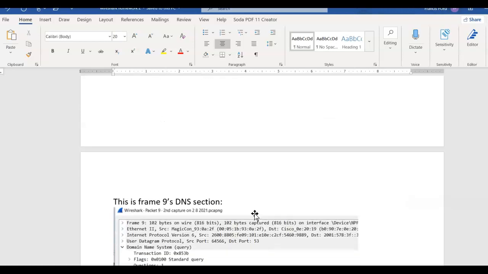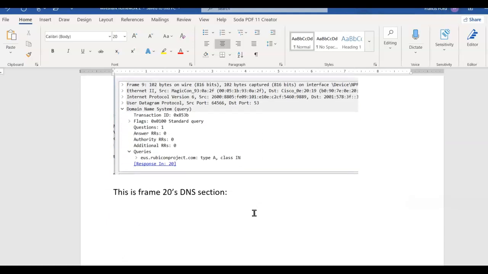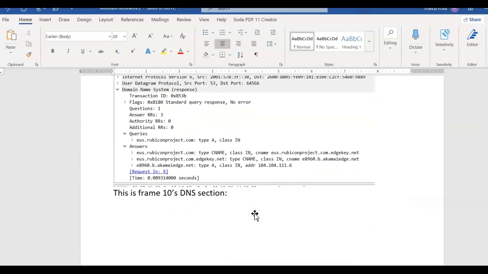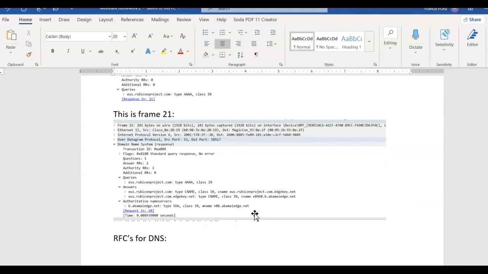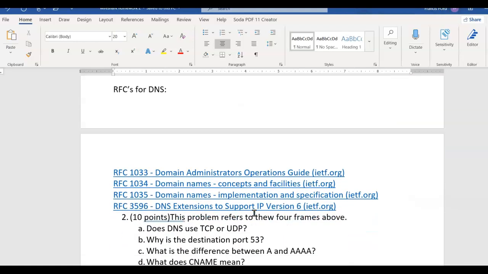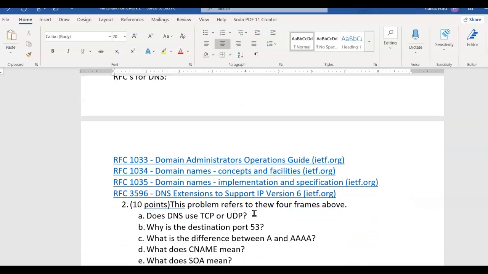The second homework is talking about DNS. And again, I gave you some of my own from what I had, and I'm asking you questions for it. And one of the reasons I wanted to look at this right now is to talk about RFCs. An RFC is a request for comment.